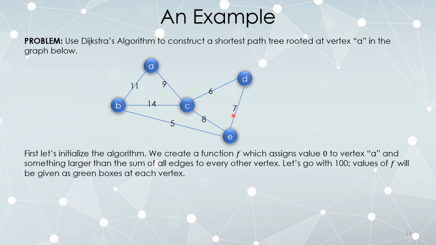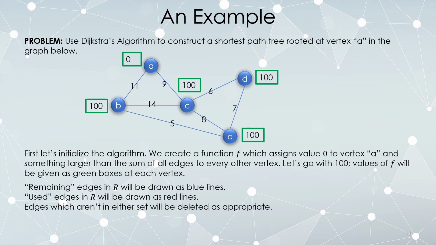Adding up all of these edges is definitely less than 100. And as I've mentioned, many sources will tell you just label everything else with a plus infinity. Okay, so I've labeled vertex A with a 0, and everything else has a label of a vast overestimate of the length to get there, 100.